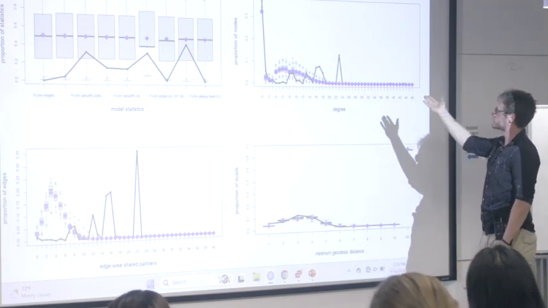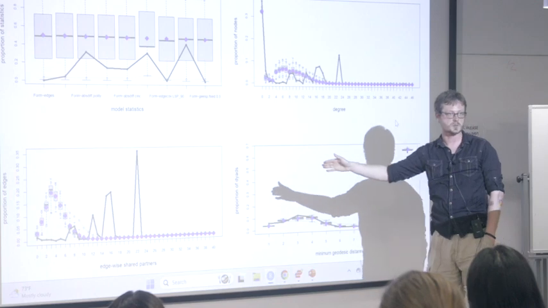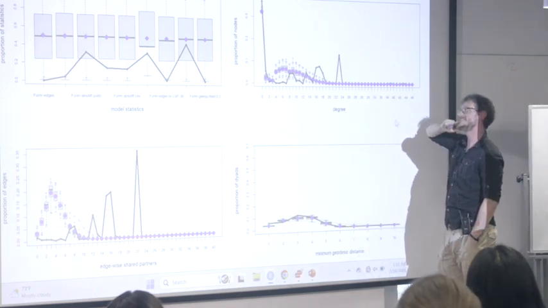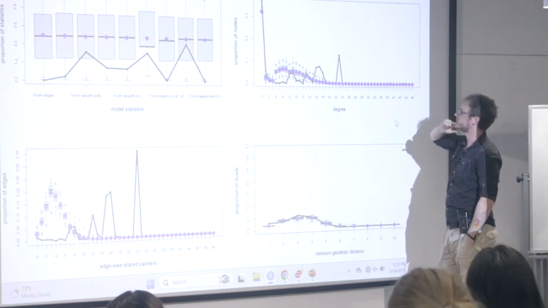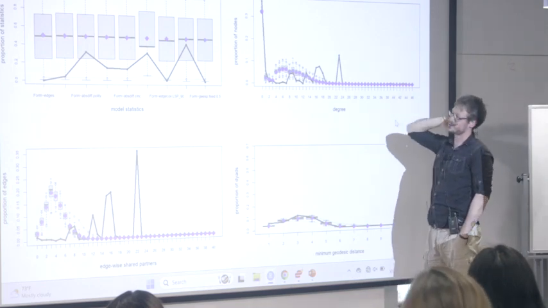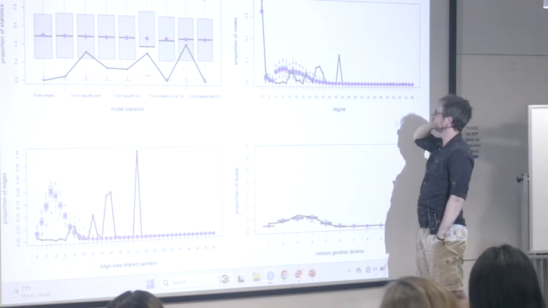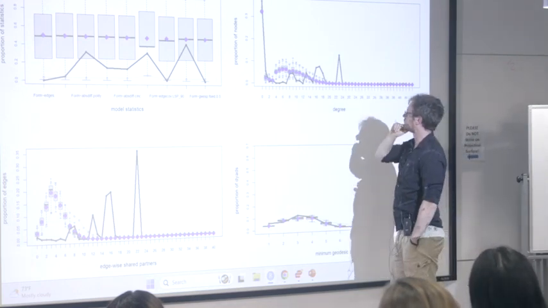Where our model sucks is in the degree terms and the edgewise shared partnerships. So here our degree distribution is not great. If that was the only thing that was wrong, it might not be fatal, but it's not good. And so this is definitely something that would raise eyebrows.